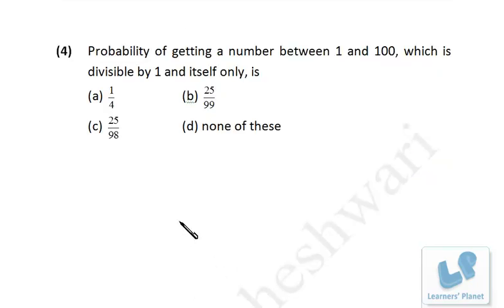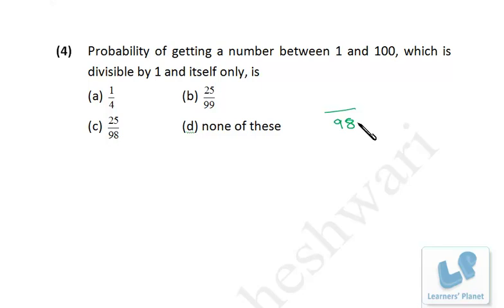Now friends, let's take this question. Here we have to find out the probability of getting a number between 1 and 100 which is divisible by 1 and itself only, right? That means precisely we have to find out the probability of a prime number, right? So from 1 to 100 we are having total 98 numbers. Now out of these 98 numbers there are 25 prime numbers, right? We begin with 2 and end up with 97, so in all there will be 25 prime numbers.